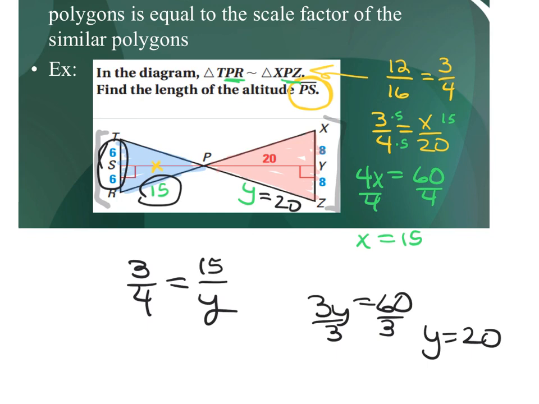I just picked a random number for 15 just to show you that you could use the same scale factor to find a missing side of the red triangle. Okay, so that's it for 6-1. Again, these are similar figures. One will be small, one will be larger, same exact shape, angles will be congruent, sides will be proportional.